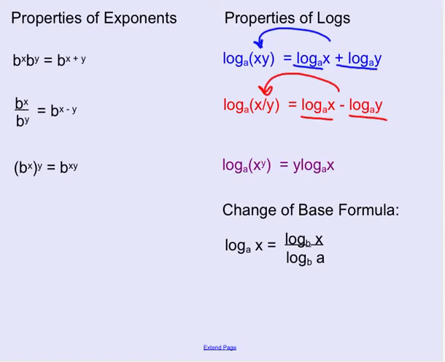And then our last property of exponents is a power to a power. You multiply the exponents. So if you are multiplying exponents, it came from a power. The last is the change of base formula, and we'll come back to that a little later.